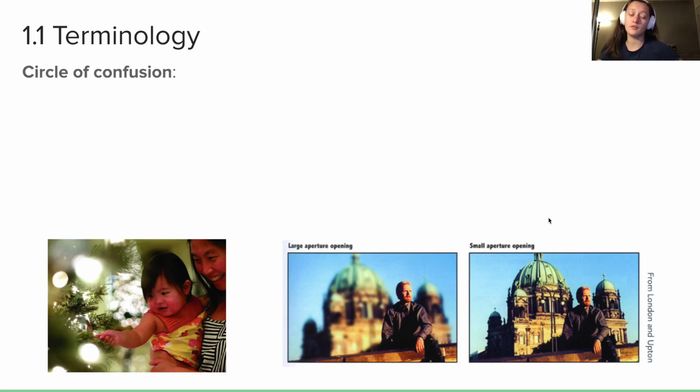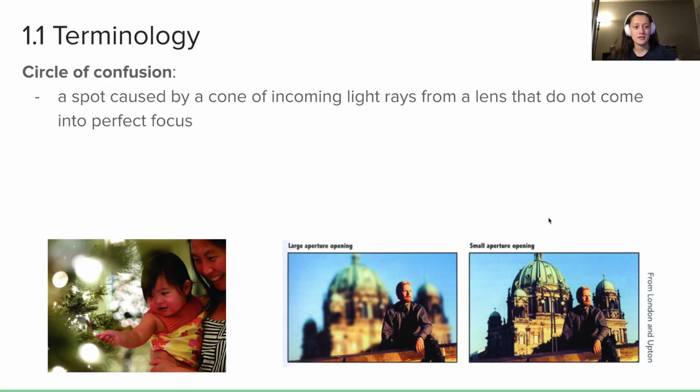All right, circle of confusion. This is a spot caused by a cone of incoming light rays from a lens that do not come into perfect focus. So if you have some cone of incoming light rays, they'll go through your lens and hit some spot or spots on your sensor. If they hit one spot in specific, then that would mean that it is in focus.